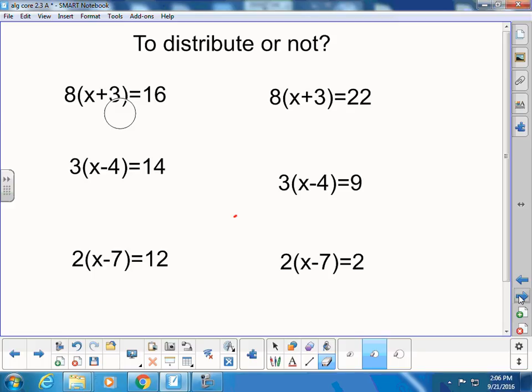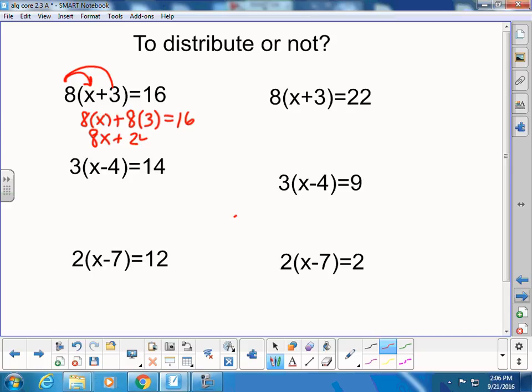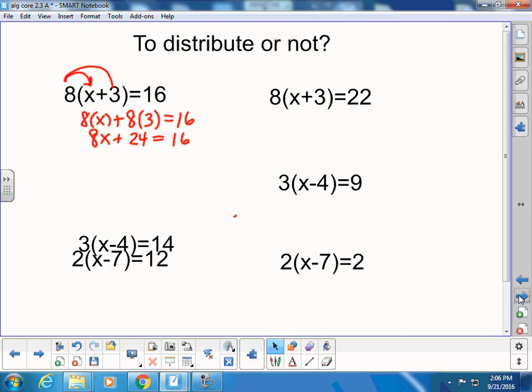If I were going to do it without dividing, I would have to distribute. So 8 times x plus 8 times 3 equals 16. 8 times x is just 8x plus 24 equals 16. I would need to subtract the 24. I'm going to move that down for a second to get rid of that. And you get 8x equals 16 positive.